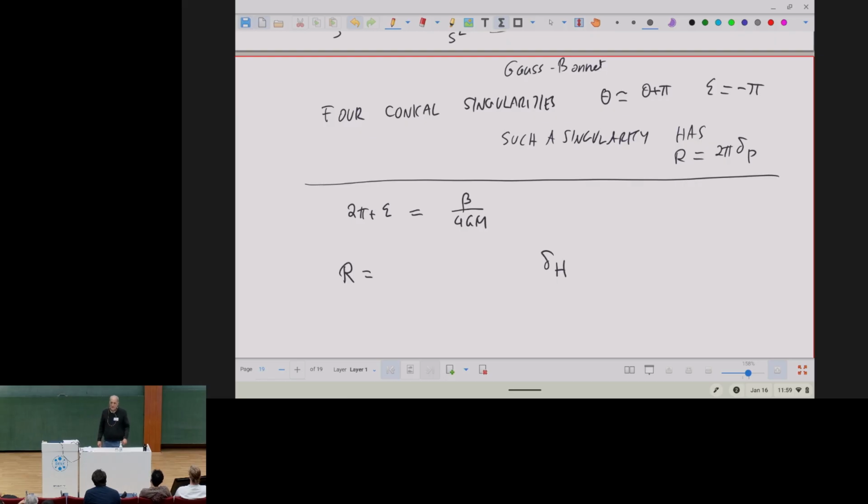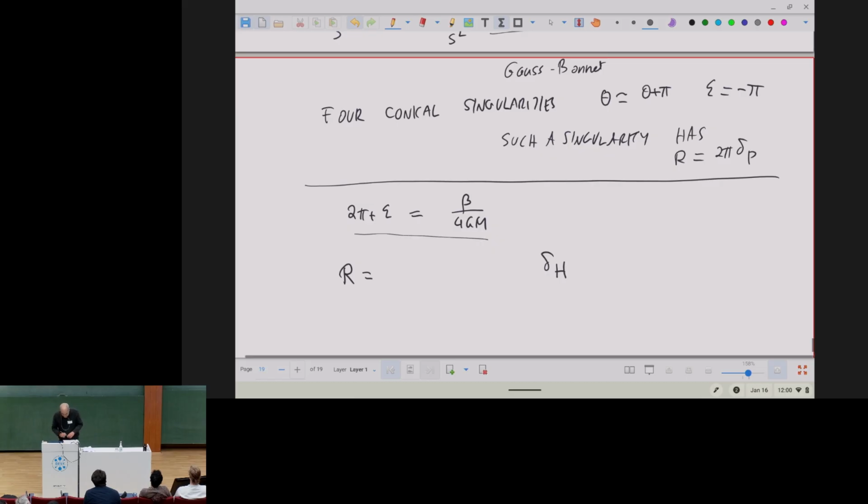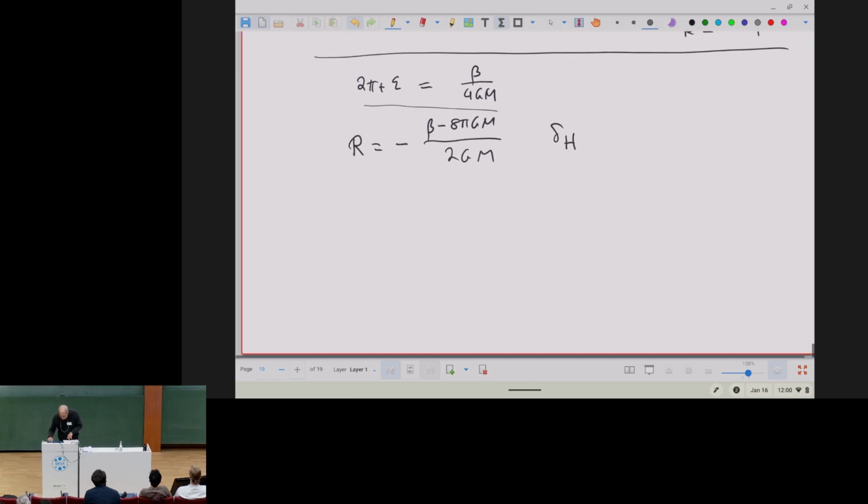we have a cone in the directions normal to the horizon, but the singularity is supported on the whole horizon. So we have a delta function on the horizon, but by the symbol delta h, I mean a delta function that integrates to 1 over the directions normal to the horizon. And the coefficient of the delta function is minus 2 epsilon, where we should get epsilon from this formula. So the scalar curvature is minus beta minus 8 pi gm over 2 gm times the delta function at the horizon. And this will contribute to the Einstein-Hilbert action.